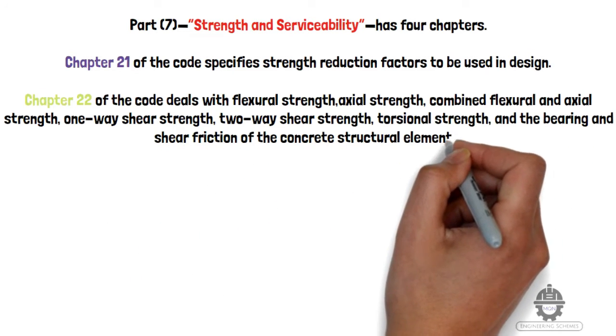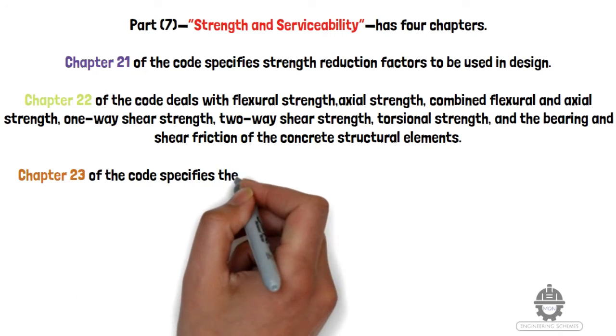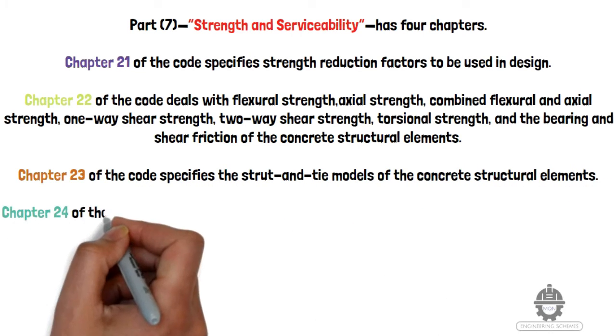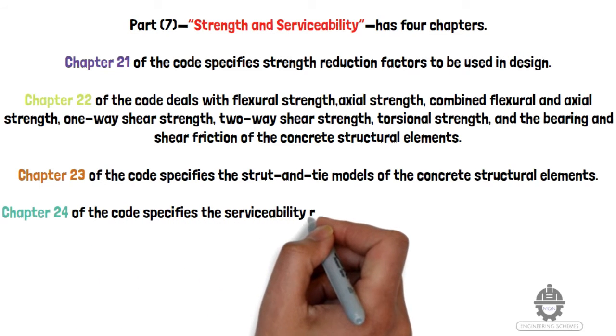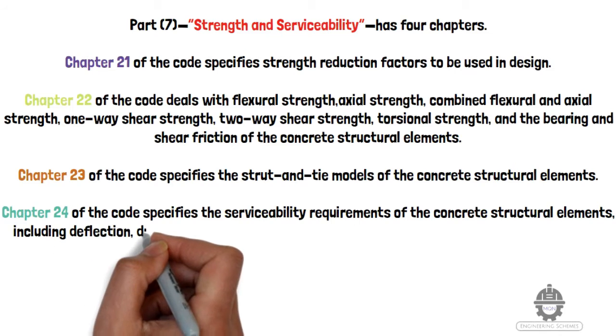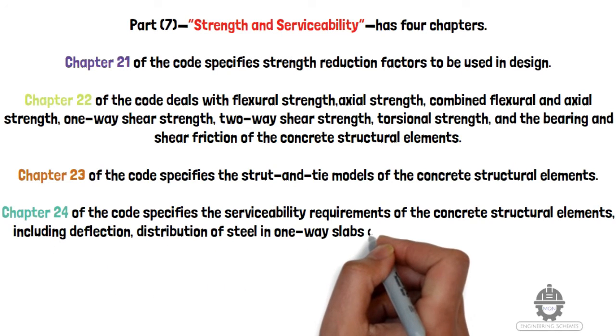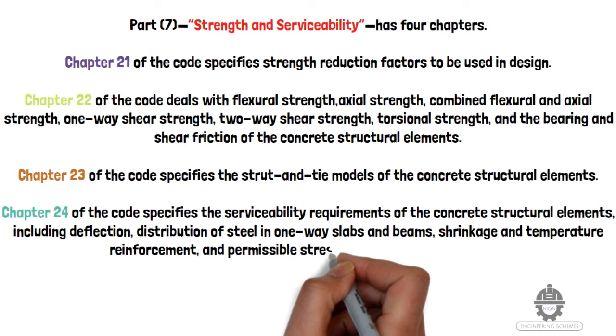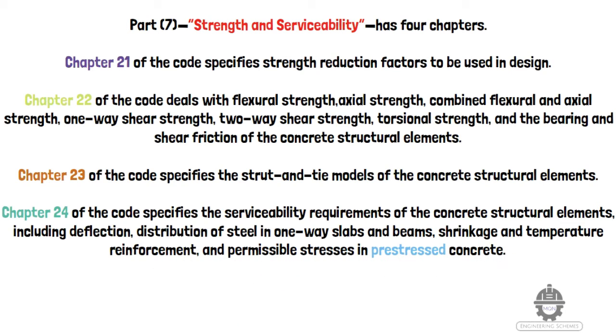Chapter 23 of the code specifies the strut and tie models of concrete structural elements. Chapter 24 of the code specifies the serviceability requirement of concrete structural elements, including deflection, distribution of steel in one-way slabs and beams, shrinkage and temperature reinforcement, and permissible stresses in pre-stressed concrete.